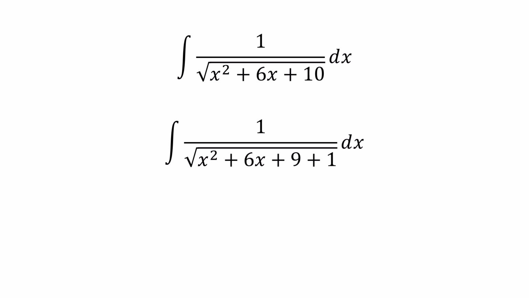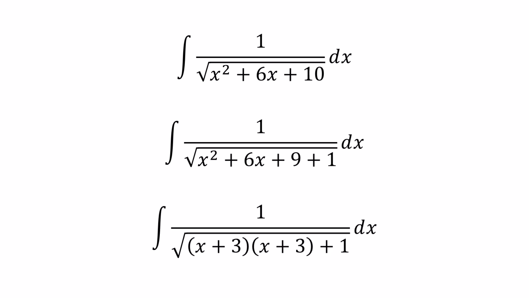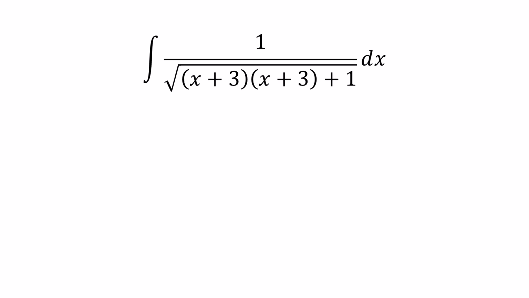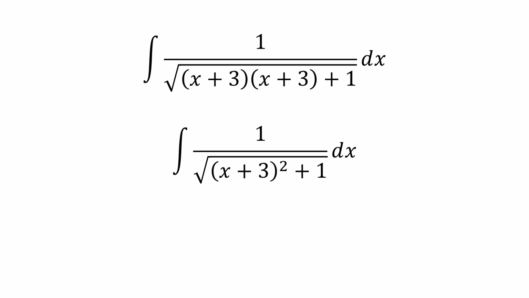Factoring then gives the integral of 1 over root (x plus 3) times (x plus 3) plus 1 dx. This is equivalent to the integral of 1 over root (x plus 3) squared plus 1 dx.